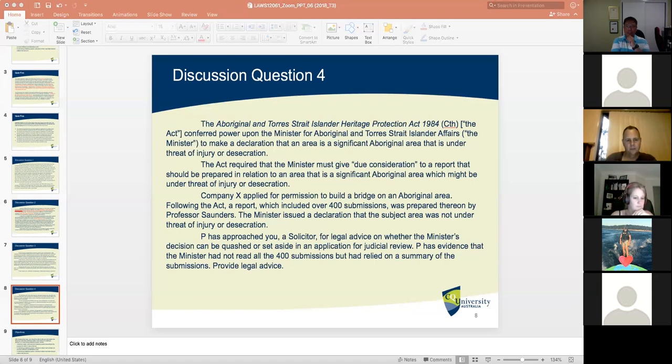The question is, is the decision maker required to read and consider all 400 submissions? That is the legal issue there. Do you suppose that the minister, if there have been 400 submissions, is required to read all the 400 submissions? And so therefore, could he rely on the summary? The answer is yes. There is no requirement.